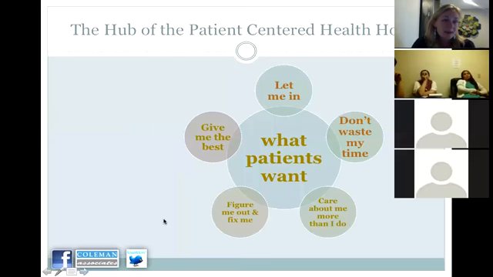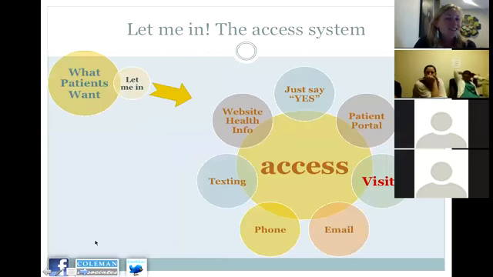Just to take a step back, remember the whole point of going through this data and looking at this is because we want to make sure that we're taking care of patients the way that we want to and the way that we know they need to be taken care of. And we're looking at that from several different specific components.